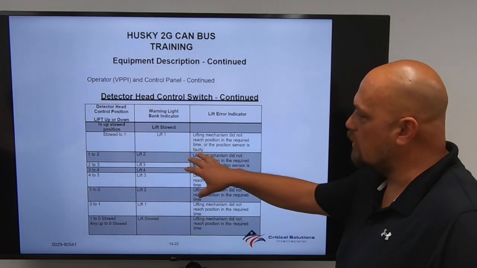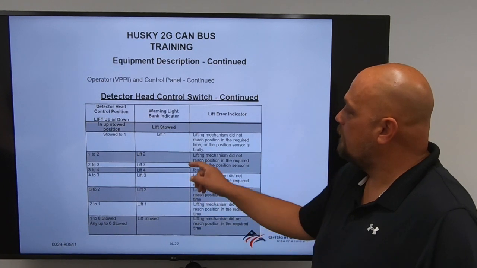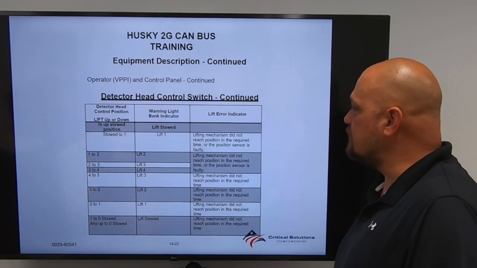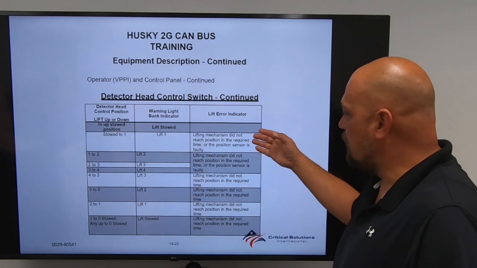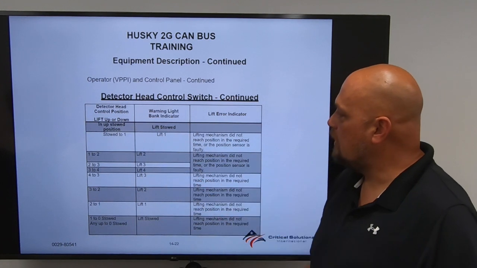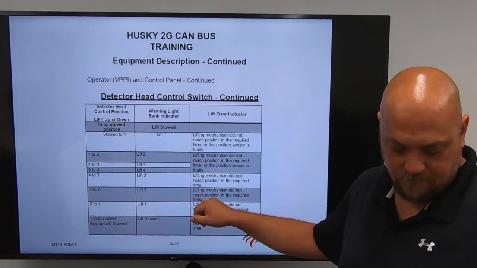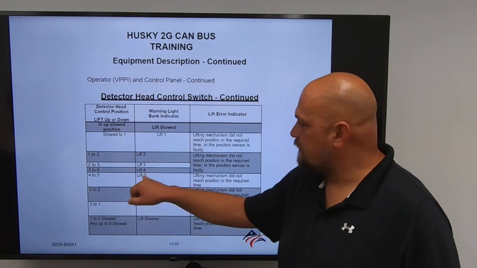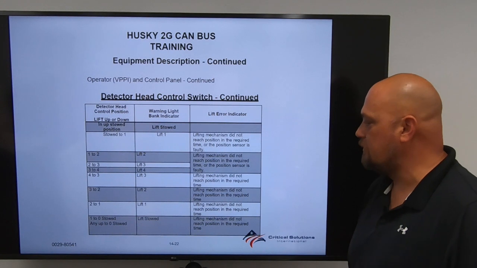I'll give you a second, we'll kind of read through this. You have stow to 1. The lifting mechanism did not reach the time or position sensor is faulty. All right, and that's primarily going to be the main reason of these. You have 1 to 2. Your light should be in lift 2, possibly be flashing and causing the issue. Lift 3, 4, and then as you come back up, again, take a second to read through these.